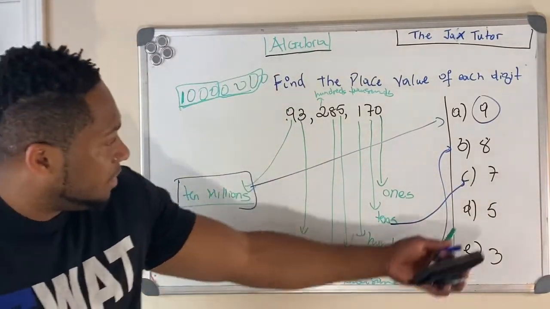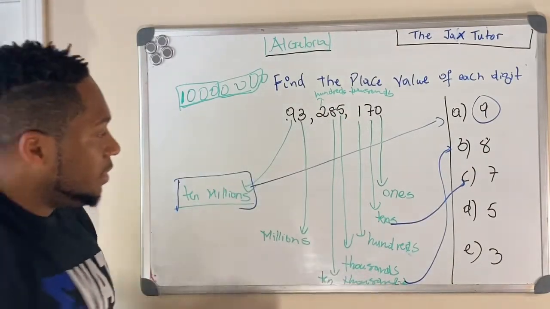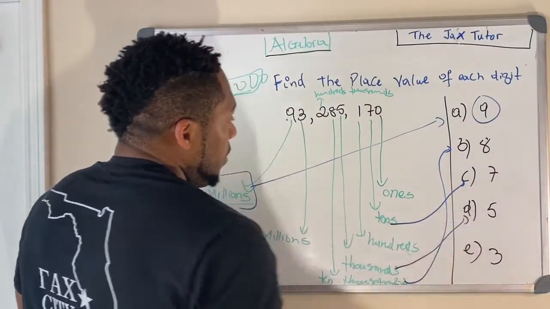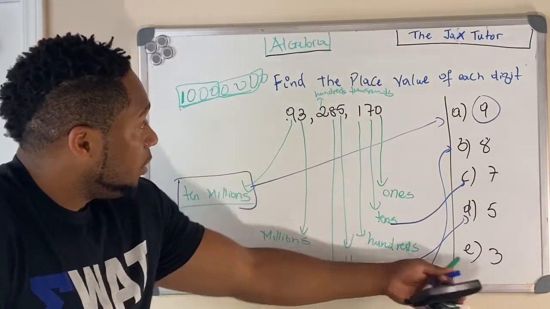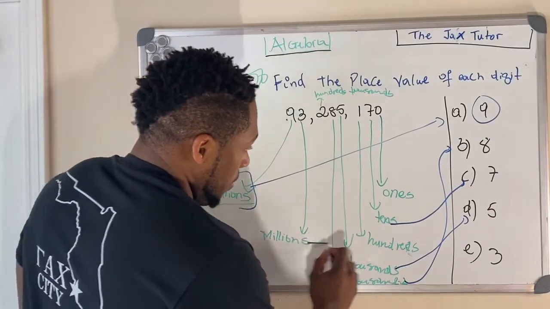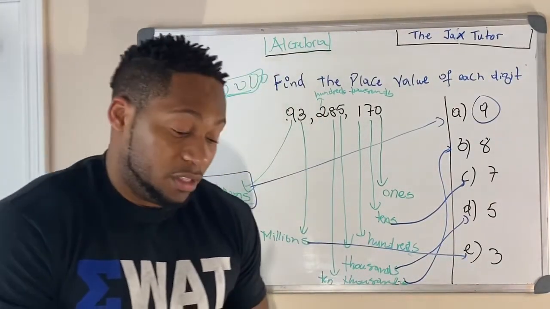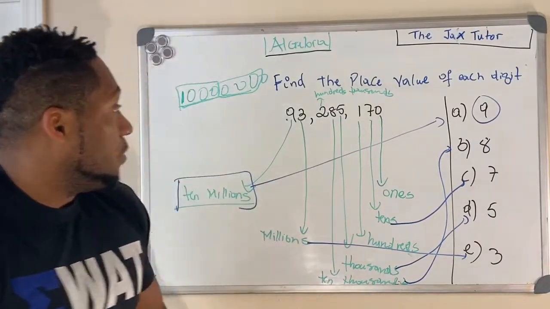And what's the place value for the 5? The 5 is right here. I go all the way down. It's the 1,000's place value. And the last one is the 3. What's the place value of the 3? It's the millions place value. And this is how you're able to find the place value of each one of the digits that makes up that big number right here.